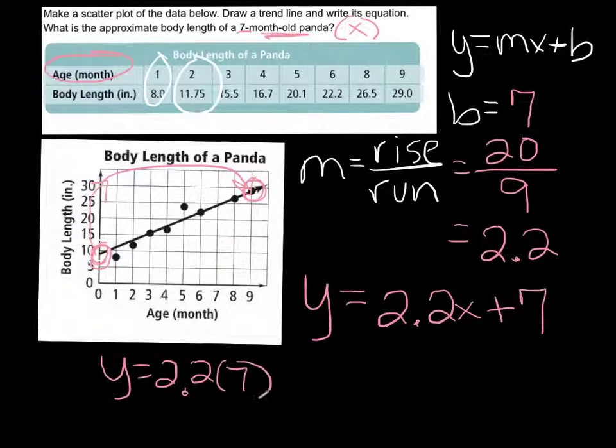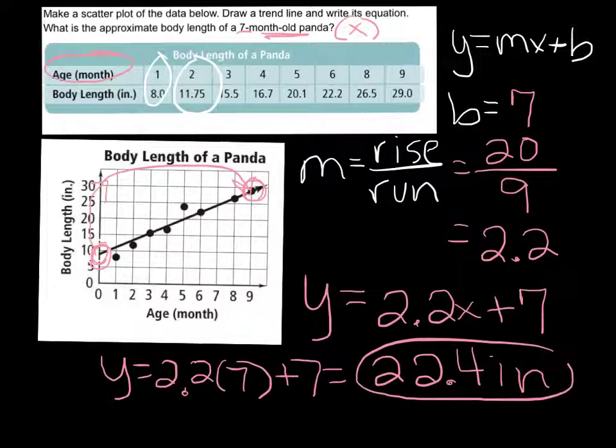times 7 plus 7. This is very similar to when you were finding the range. If you were given the domain, all you had to do was plug in the values. That's all we're doing here. In your calculator, you take 2.2 times 7 and then add 7, which gives you 22.4. So it would be 22.4 inches at 7 months. All we did was plug in the 7 for your x value, just like we did for domain and range.